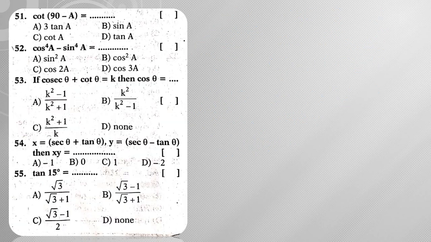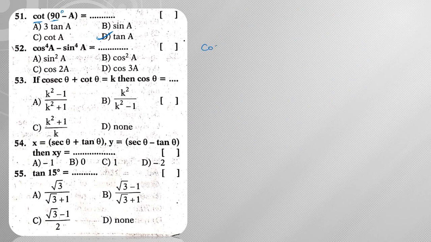Next, moving on to question number 51. Cot of 90 degrees minus A. Whenever you have 90 degrees, it will change tan to cot and cot to tan. Now here we have cot, so cot of 90 minus theta can be written as tan theta, right? Next, coming to question number 52.